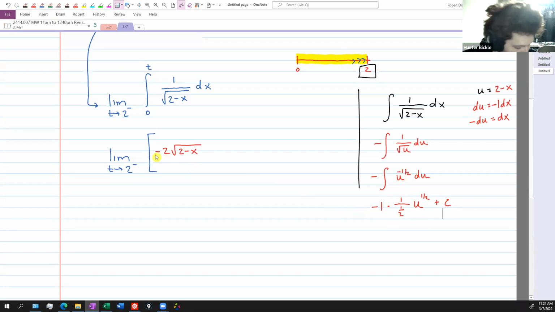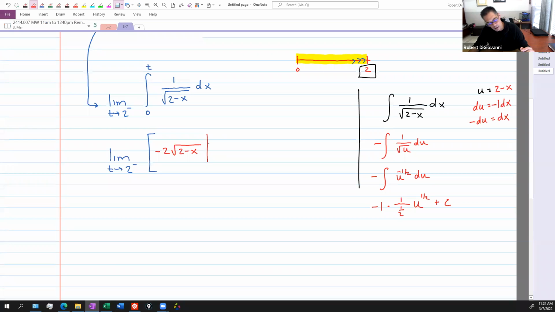So that's where you get your negative 2, and then just square root of u is just square root of 2 minus x. We want to evaluate that from, let's see, 0 to t. Are there any questions? All right.